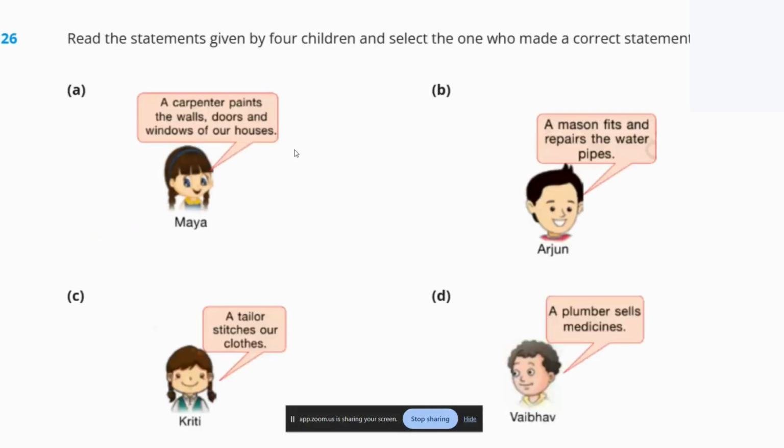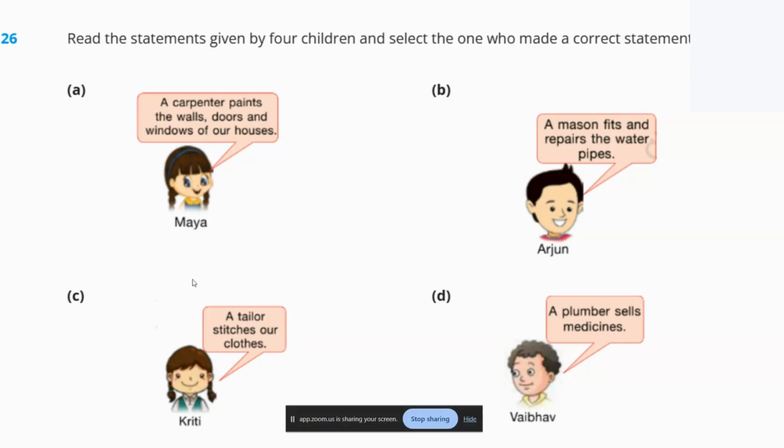Next, read the statements given by four children and select the one who made a correct statement. Maya says a carpenter paints the wall, doors and windows of our house. Arjun says a mason fits and repairs the water pipes. Kriti says that a tailor stitches our clothes, and Vaibhav says a plumber sells medicine. So who says the correct one?